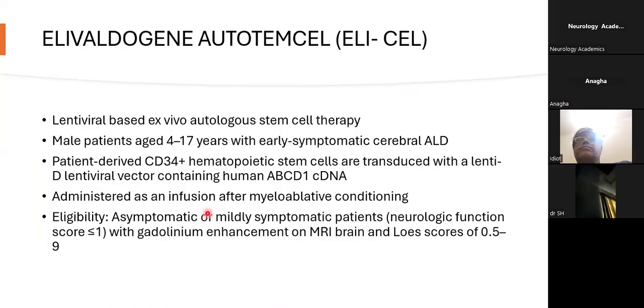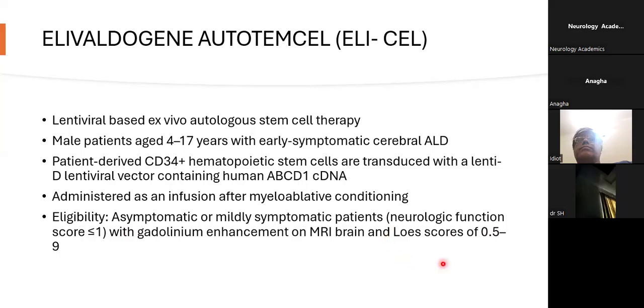The gene therapy that is approved for this is elivaldogene autotemcel, or eli-cel. This is a lentiviral-based ex vivo autologous stem cell therapy. It has been approved in patients aged 4 to 17 years with early symptomatic cerebral adrenoleukodystrophy. The eligibility criteria are particularly asymptomatic or mildly symptomatic patients, that is, with a neurologic function score of less than 1, with gadolinium enhancement on MRI brain, and a Loes score between 0.5 and 9.